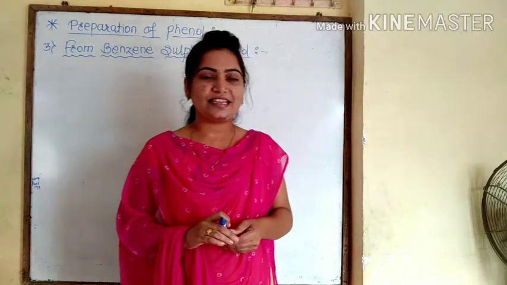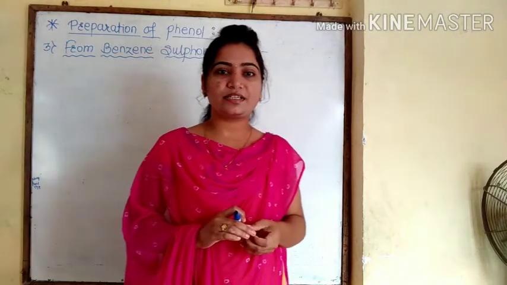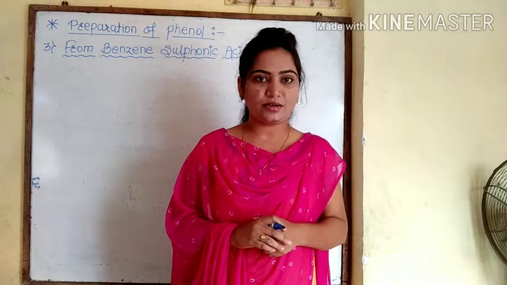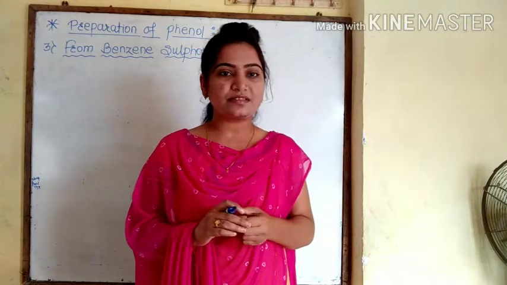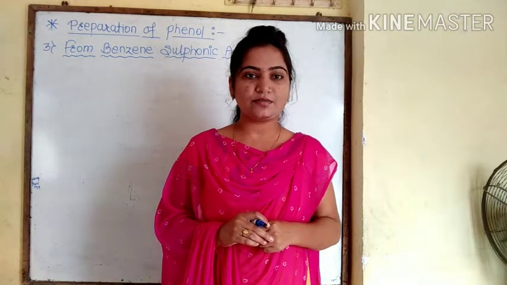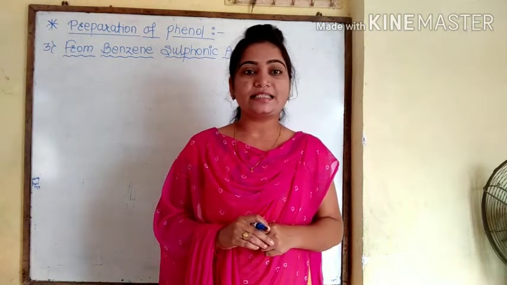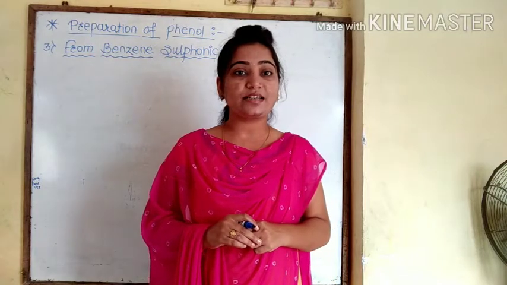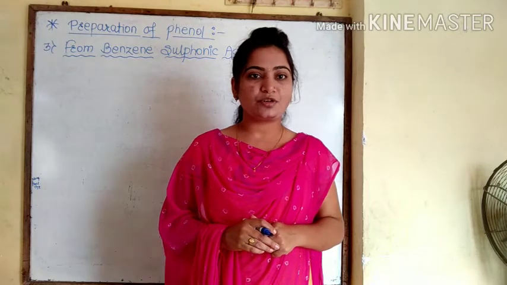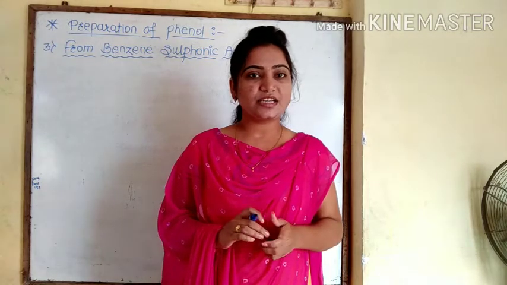Good morning friends. In the last lecture we saw the methods of preparation of phenol. Two methods we saw. First method is the Dow process, that is, from chlorobenzene we can prepare phenol, and the second method is the Raschig method. Again from chlorobenzene there is preparation of phenol by the Raschig method.